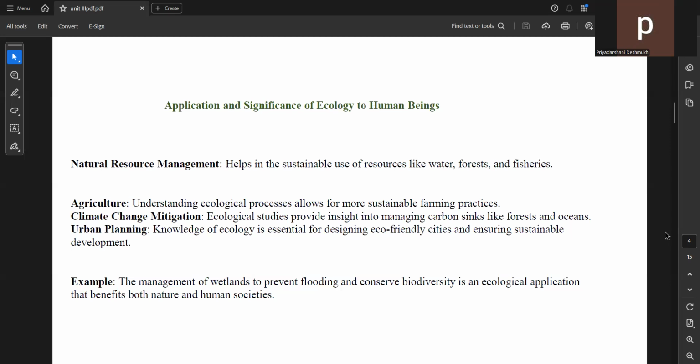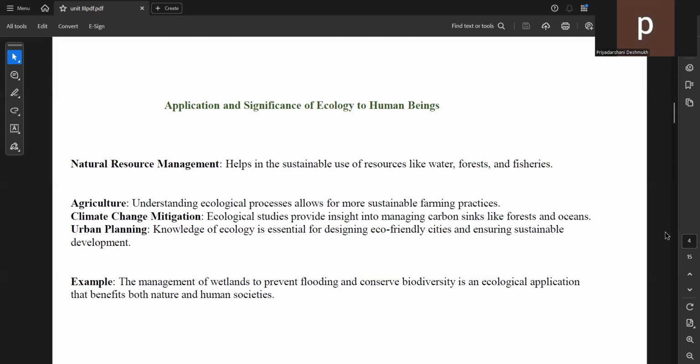Now, the next is the application and significance of ecology to human beings. This is one of the important topics. Ecology is vital for human survival and well-being in many ways. The first is natural resource management, agriculture, climate change mitigation, and urban planning.